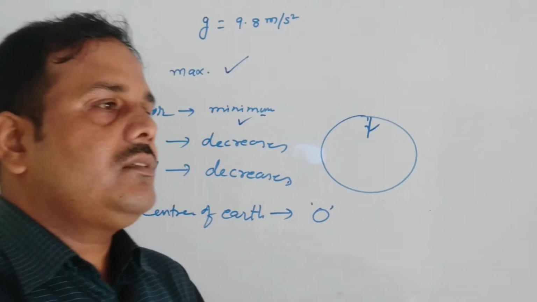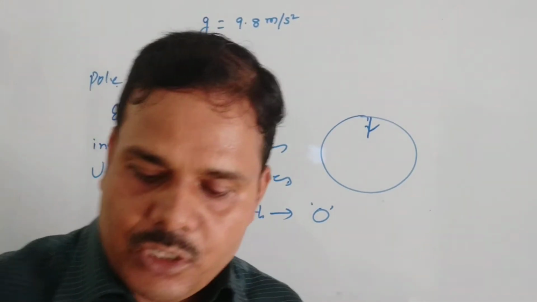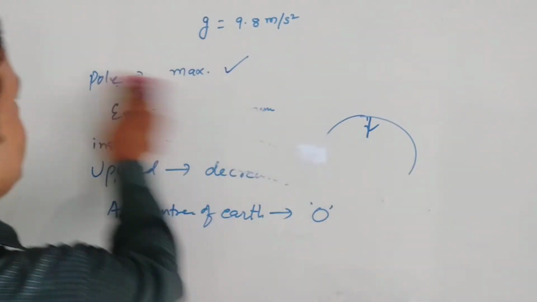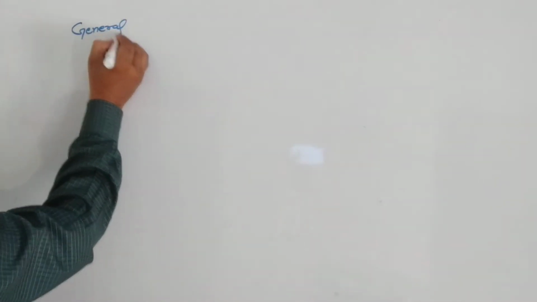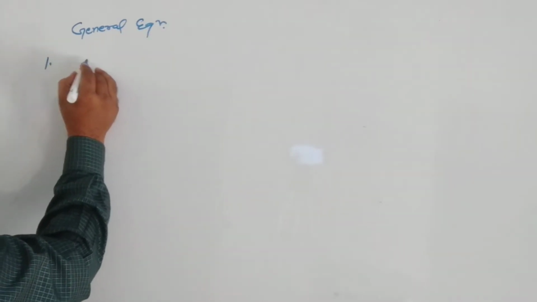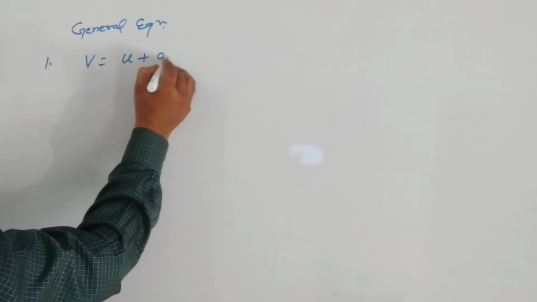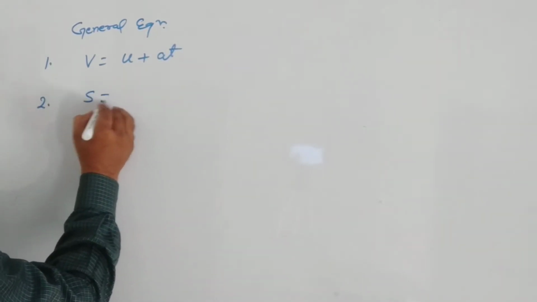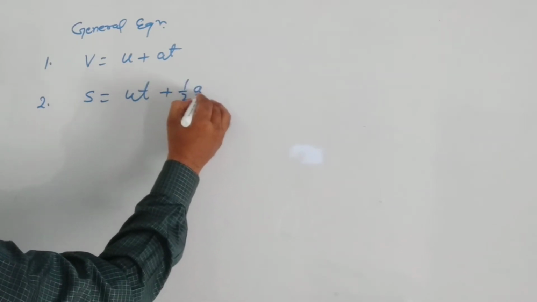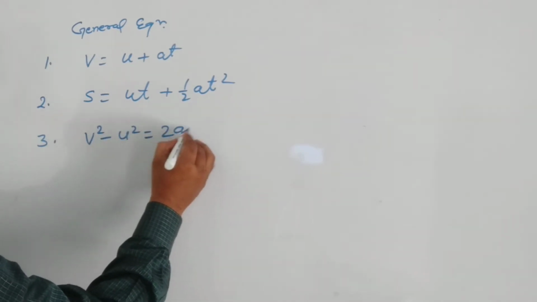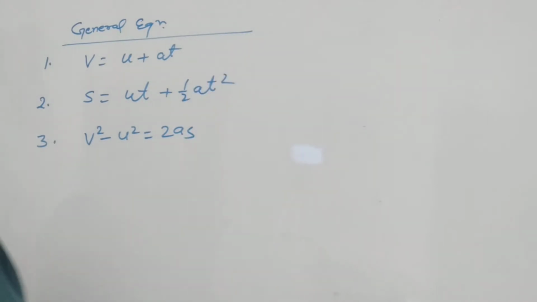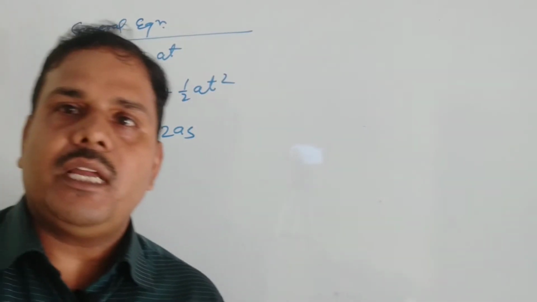Okay, now we will discuss the equations of motion for solving the numericals. So see what the things are. As you know, the general equations of motion: first equation is v equals u plus at. Second equation, s equals ut plus half at square. And third equation, v square minus u square equals 2as. These are the general equations we studied in the first chapter, that is motion, the equations of motion.